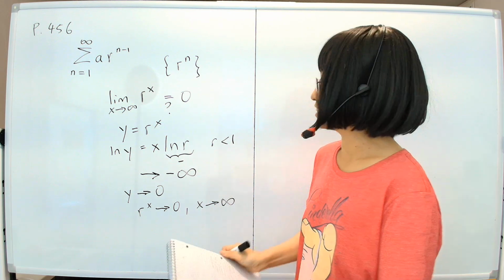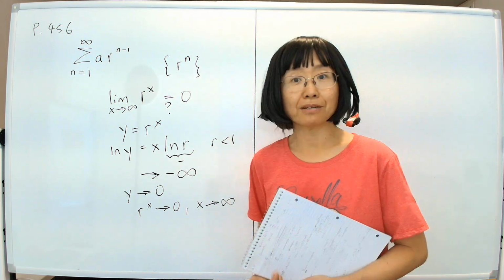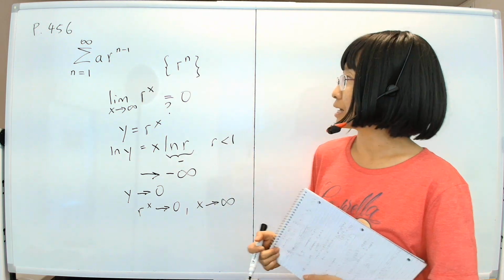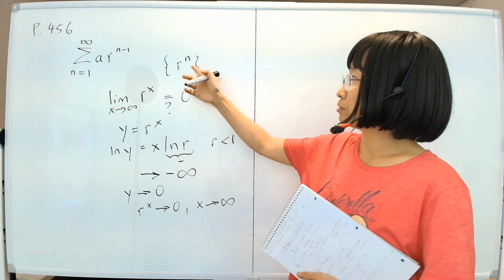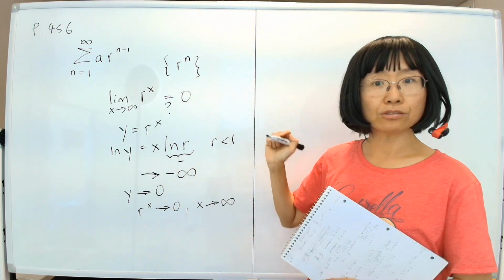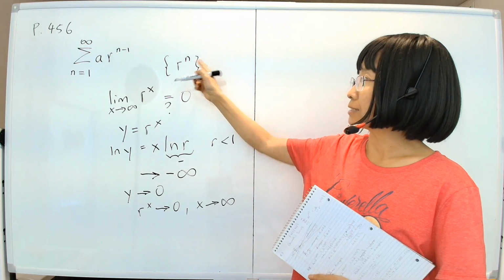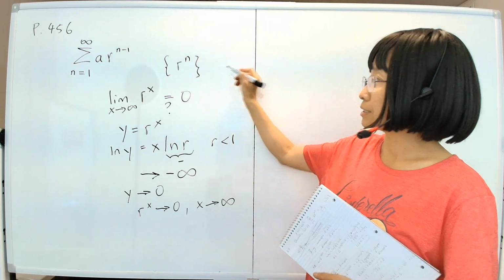So that is the official proof, I guess you can say, which the book skipped, and I sort of didn't think about it in the last section, but I should have mentioned that. But the point is, it does work that r to the power n does go to 0 as n goes to infinity if r is less than 1.